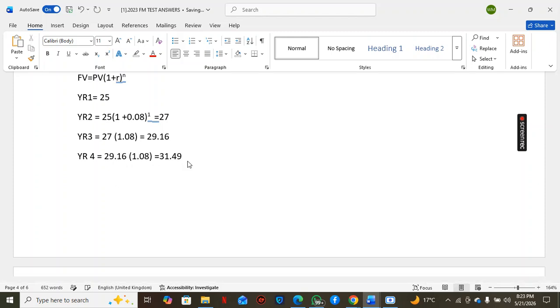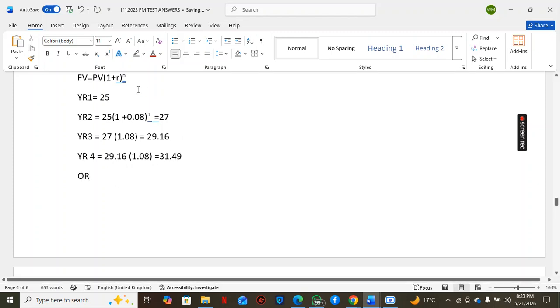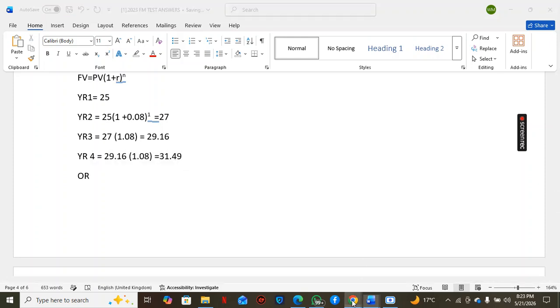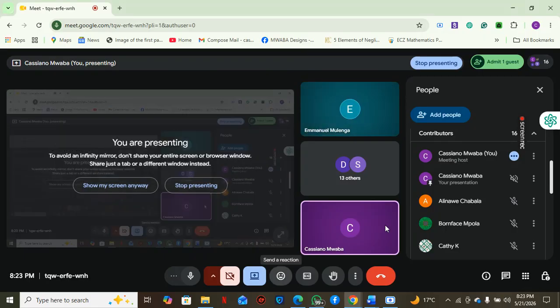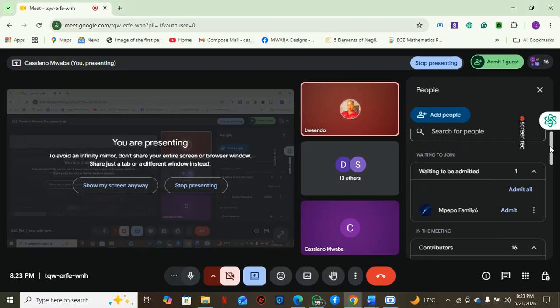Any questions? So that's the selling price. Year one, 25 kwacha. Year two, it grows by 8%, 27 kwacha. Year three, it grows by another 8%, 29.16 kwacha. Year four, it grows by another 8%, 31.49. Are we okay with this? These are just percent increments. Yes. Good evening.